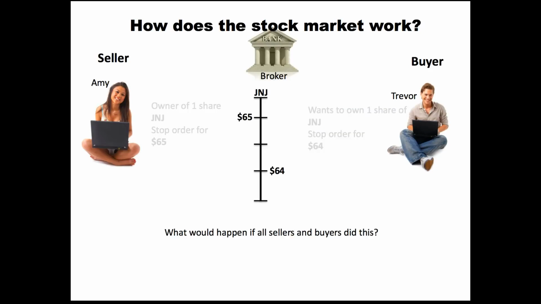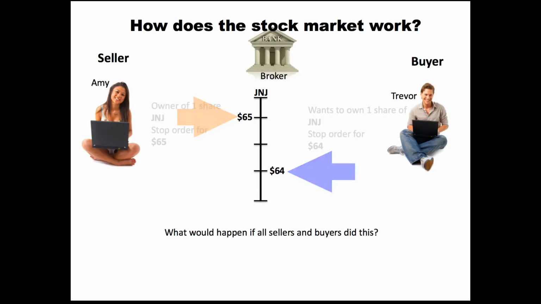As you can see here, the arrow pointing to where Amy's willing to sell her share is 65, and Trevor's only willing to buy it for 64. So we have a discrepancy here. And if we assume that every single seller on the market would want to sell their shares for 65 and every single buyer would only be willing to buy it for 64, you would see no trades happen on this particular stock. So the thing you've got to understand is, for every single transaction, the buyer and the seller both have to agree on what the price is going to be in order for that trade to occur and for that market price to even show up.